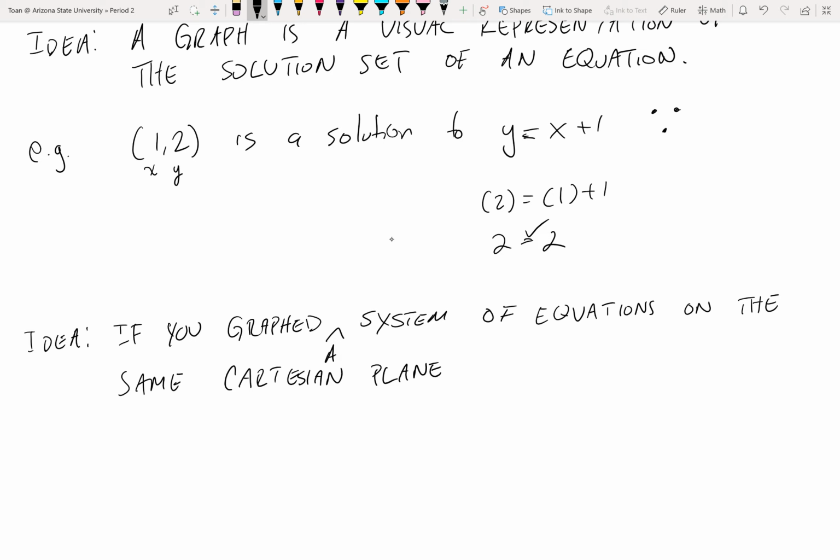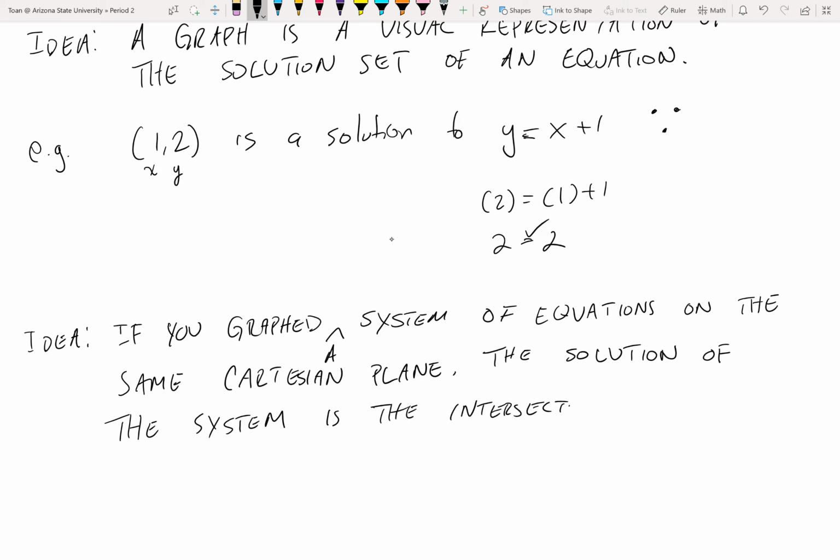On the same coordinate plane, the solution of the system, right, it should be a point that's a solution for both graphs. Well, if it's the same point for both graphs, that's what we call an intersection point. The solution of the system is the intersection point(s). And I put the parentheses s there because, hey, your system could look all wonky, crazy with lots of squiggles and whatnot. They may intersect more than once.